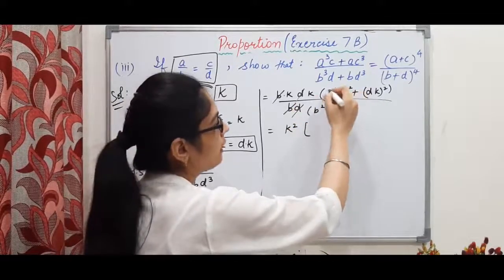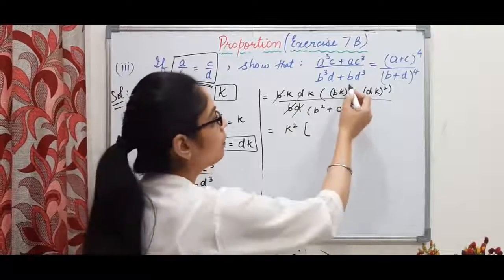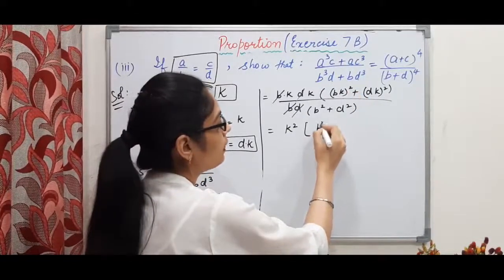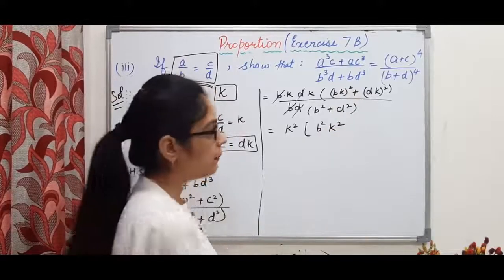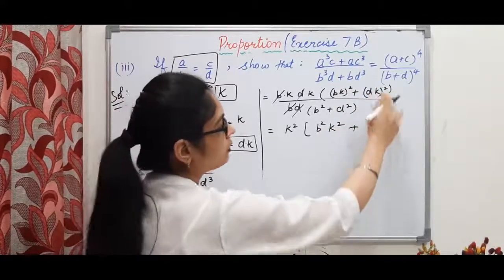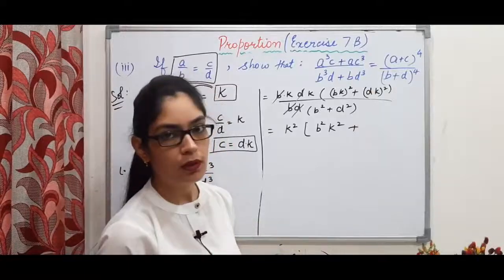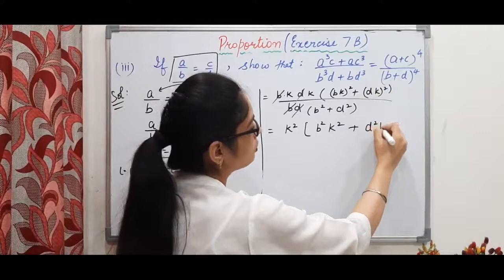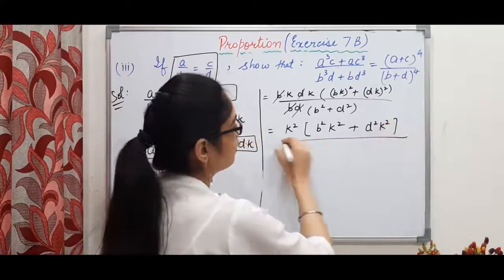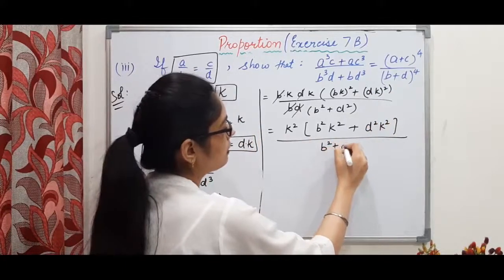See, this bracket is there, that means the power of this b is also square and the power of this k is also square. So separately we can write the powers. Same way here also, this bracket means this whole square is with d also and it is with k also. So d square k square we can write upon b square plus d square as it is.